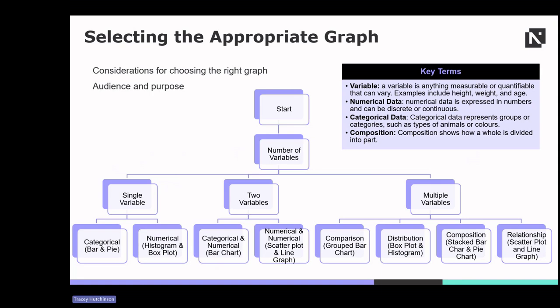When dealing with multiple variables, we consider the purpose of the graph. If your goal is to compare data, grouped bar charts work well. For distribution analysis, box plots and histograms are suitable. To show composition, use stacked bar charts or pie charts. And finally, to illustrate relationships between variables, scatter plots and line graphs are ideal. This flowchart helps you to navigate through these decisions to select the graph type that best communicates your data.